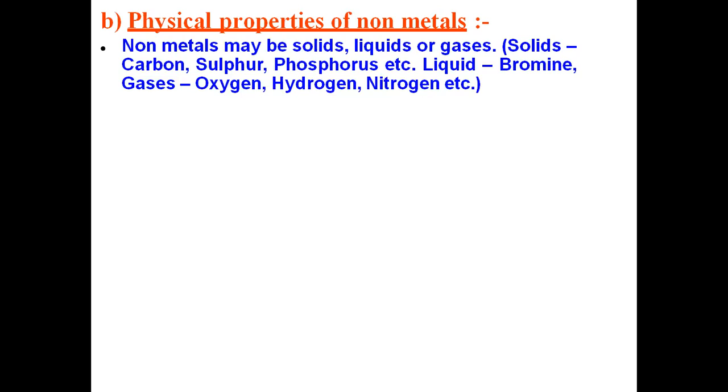Whereas for the liquid state, we can consider bromine water, which is a liquid. And in a gaseous state, we have oxygen, nitrogen, hydrogen, etc. All these are non-metals. So non-metals may be present in a solid, liquid, or gaseous state. All three physical states of matter can be found among non-metals.